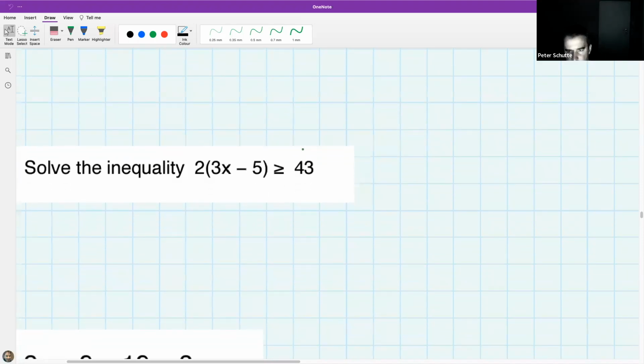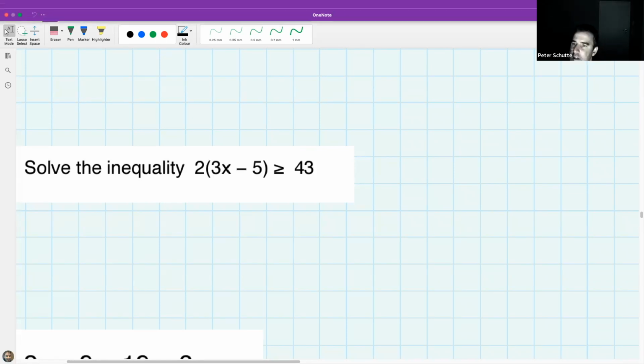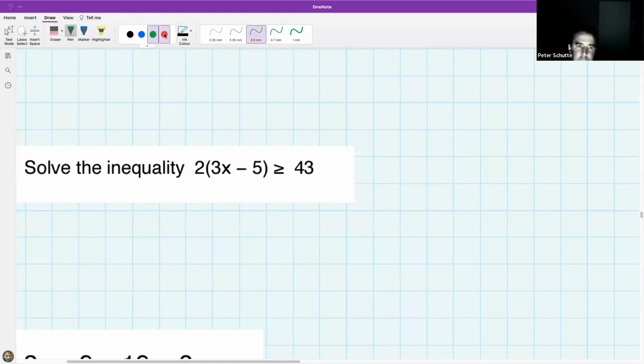So from the class, I'm curious to know, what's your first step in solving this inequality? Who would like to give a suggestion about your first step here? Yeah, I think just clear the brackets. Exactly. So you get 6x minus 10, or distribute the 2 into the brackets, that's exactly that. And Paul, agreed.